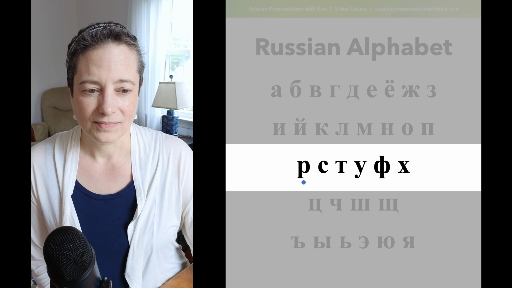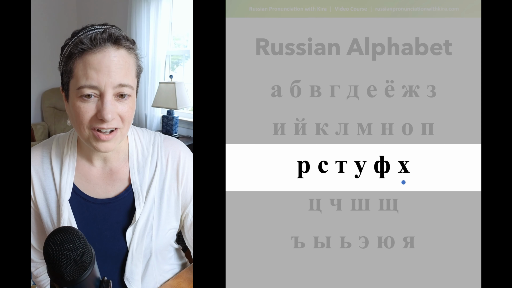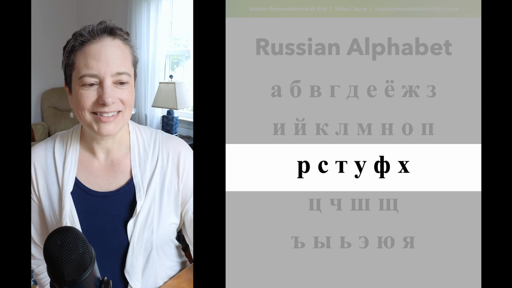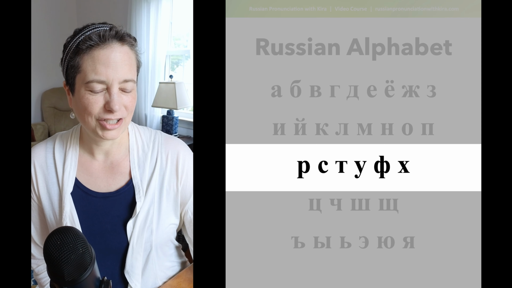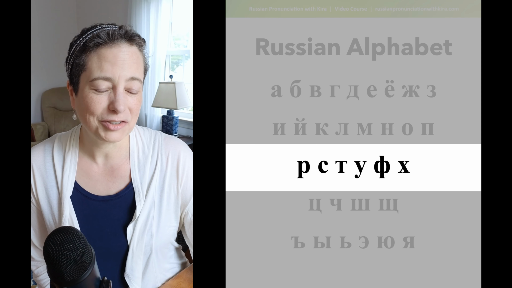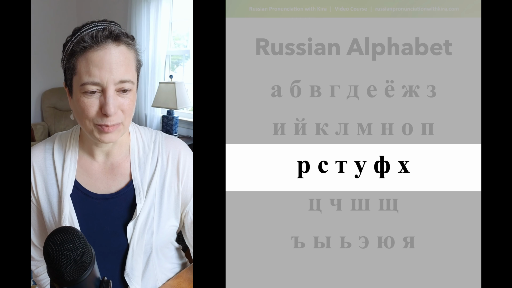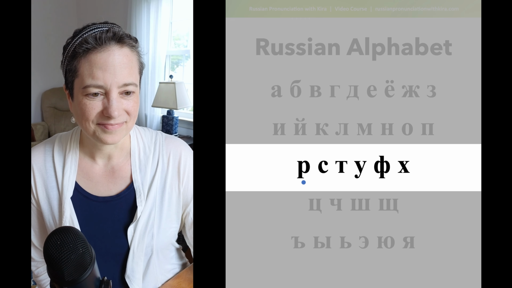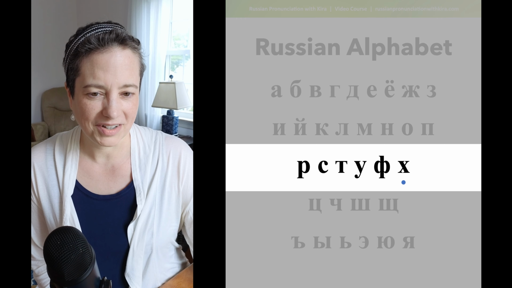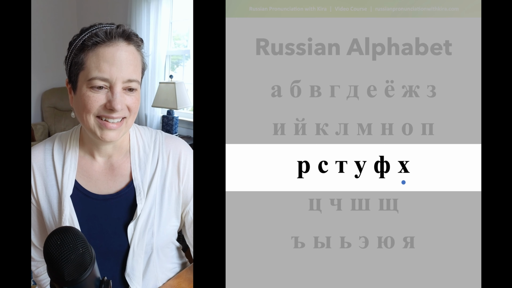Р, С, Т, У, Ф, Х. What? Okay, it looks a little bit like the English alphabet, but not really. Let's do it one more time. Р, С, Т, У, Ф, Х. Let's take a closer look.